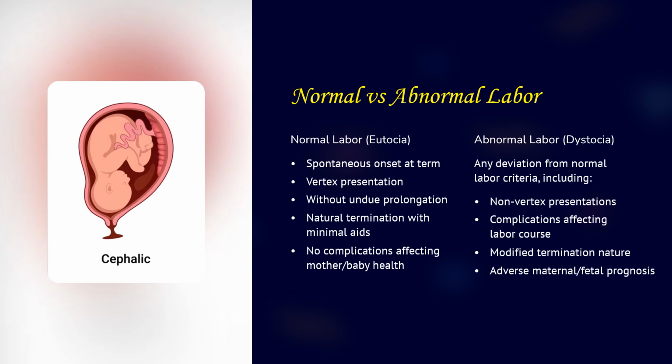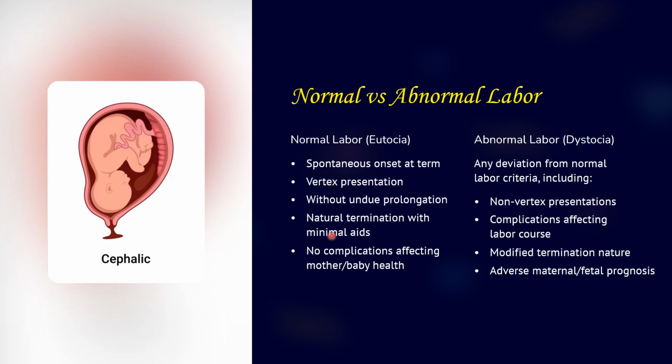Number two, the vertex presentation is the normal one. And number three is without undue prolongation. Once the labor has started, the delivery should not cross beyond 24 hours, where we expect the primary mother to deliver the baby within 12 hours, and for multigravida it is expected within 6 to 8 hours.